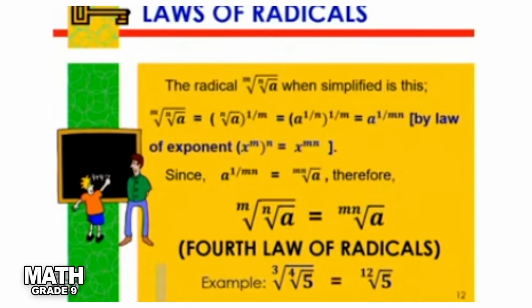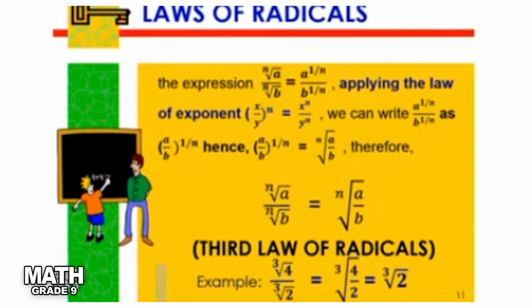Hence, the quantity of A over B raised to 1 over n is equal to the nth root of A over B. Therefore, the nth root of A divided by the nth root of B is equal to the nth root of A over B. This is the third law of radical. I repeat, the third law of radical is the nth root of A divided by the nth root of B is equal to the nth root of A over B.